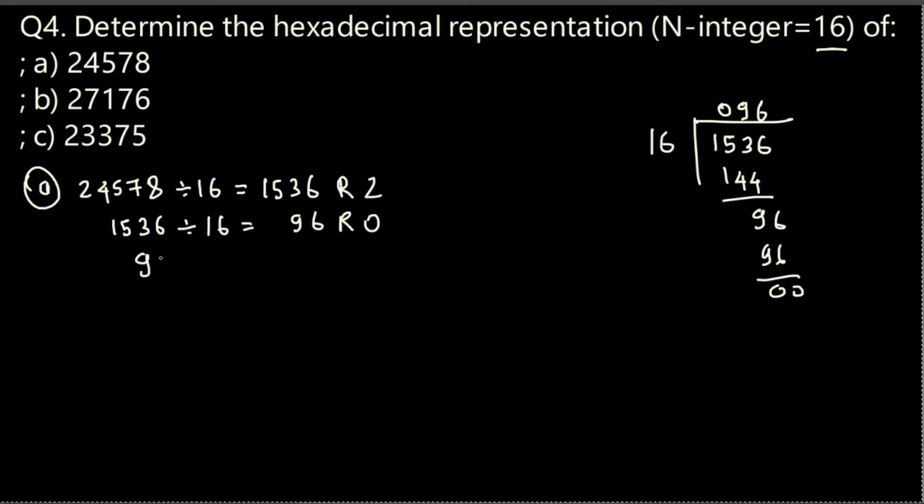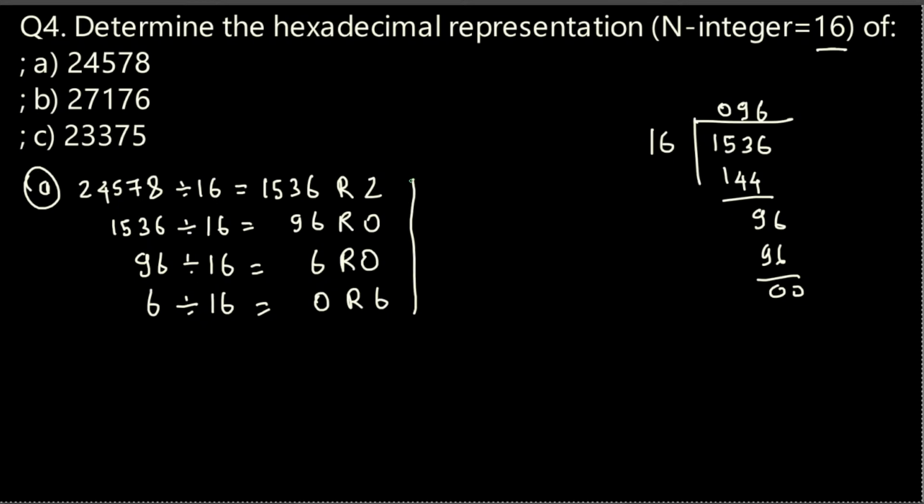Then if I bring 96 and divide by 16, that is straightforward: that is 6, and there's no remainder. And then 6 divided by 16 is 0, with a remainder of 6. Now we read this from bottom to top. So the hexadecimal representation of the first number, 24,578, is 6002, and this is base 16. This is the answer for the first one.